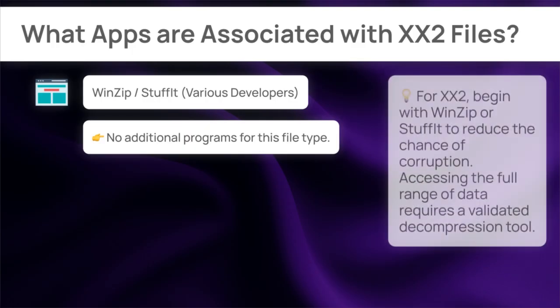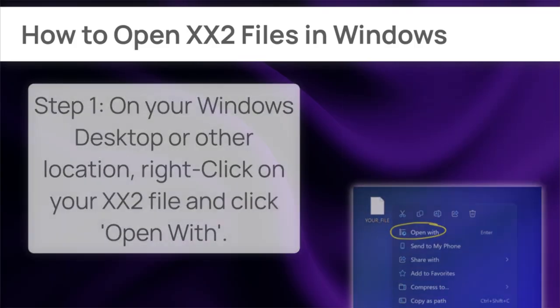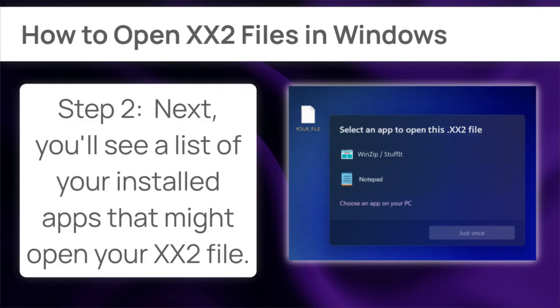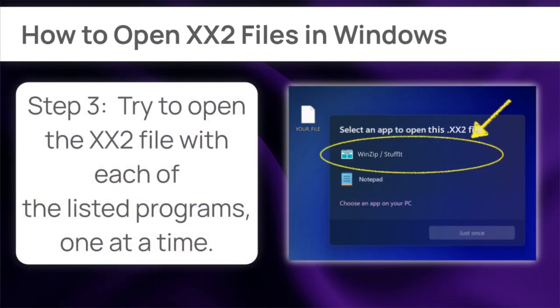Accessing the full range of data requires a validated decompression tool. Windows cannot open protected content directly, so decoding must occur in appropriate applications. Let's utilize the list of installed programs to find the match. Right-click your XX2 file, then click Open With. Test WinZip, StuffIt if you see it. If it fails, select the next program in sequence.